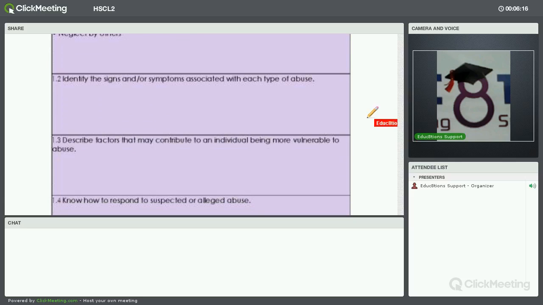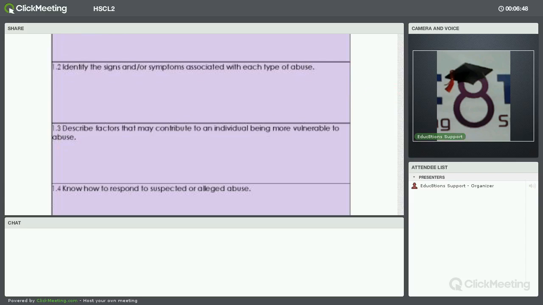1.2 is to identify the signs and or symptoms associated with each type of abuse. And again, the exercise you did in your safeguarding workbook, you had to put there the signs or symptoms. So have a look back and see what you wrote. Maybe you can improve on what you wrote in the safeguarding workbook. Because the idea is obviously throughout your qualification, you are developing yourself further and further. So it'll be interesting to see how many people have actually developed further since they did their safeguarding workbook.